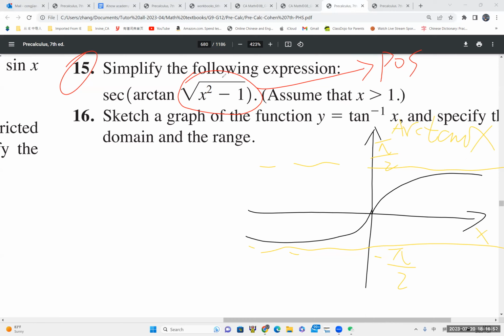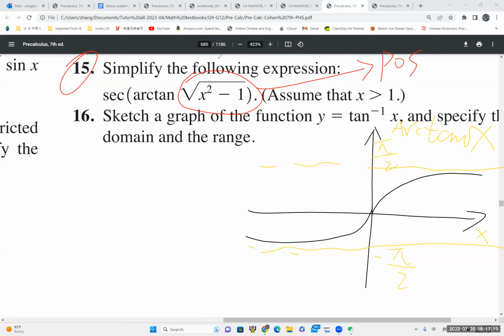As we mentioned, the square root of x squared minus 1 is positive. So suppose arctangent, the function value is an angle between 0 and half pi. Then secant is like 1 over cosine.